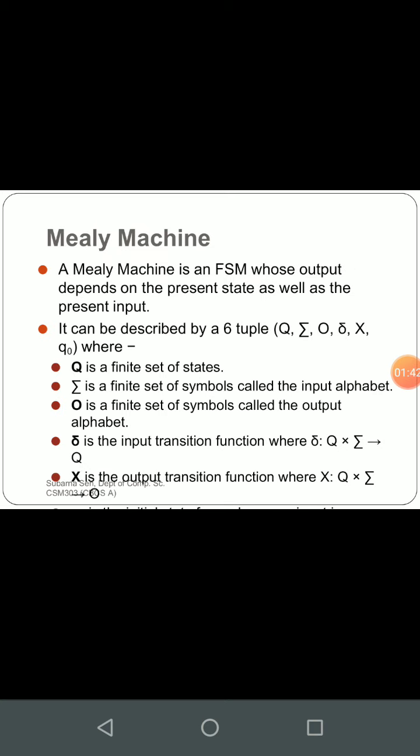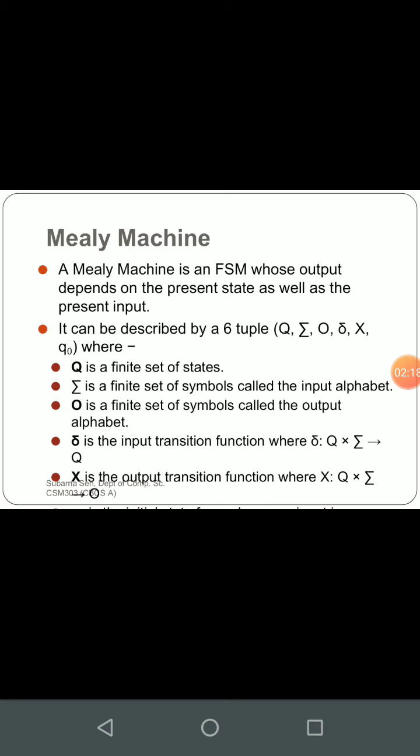If you remember, the NFA and DFA were 5 tuple machines, but here we are incorporating one more tuple named output set. The rest will be the same. So 6 tuple, what are those? One is Q, obviously the set of states. Sigma is the set of inputs. O is a newly introduced one, that is the set of output symbols. Delta is our transition function, and X is the new thing we have to add.